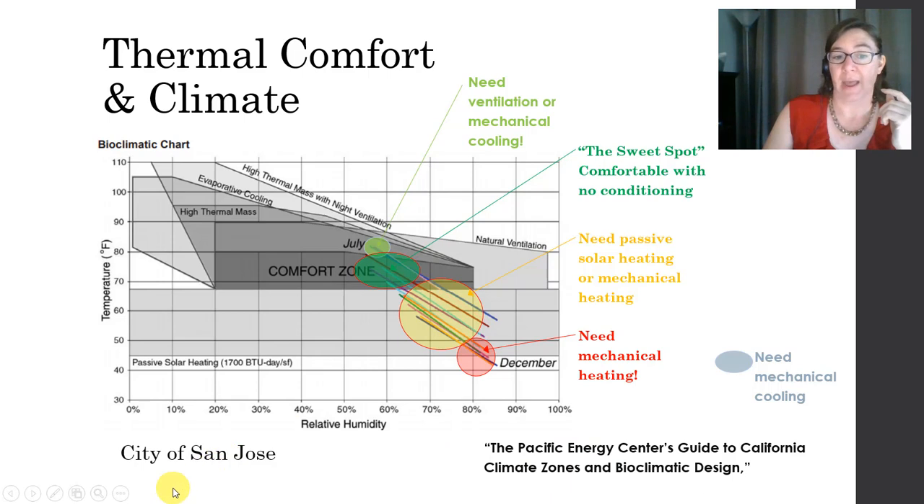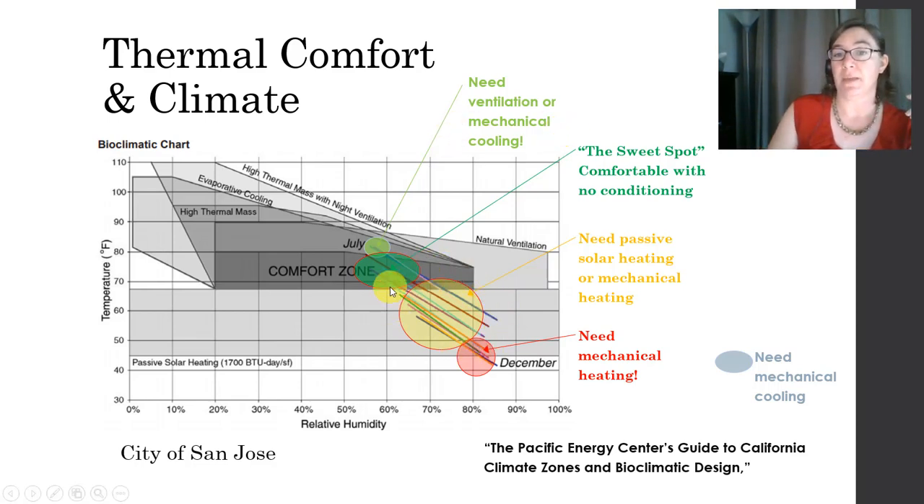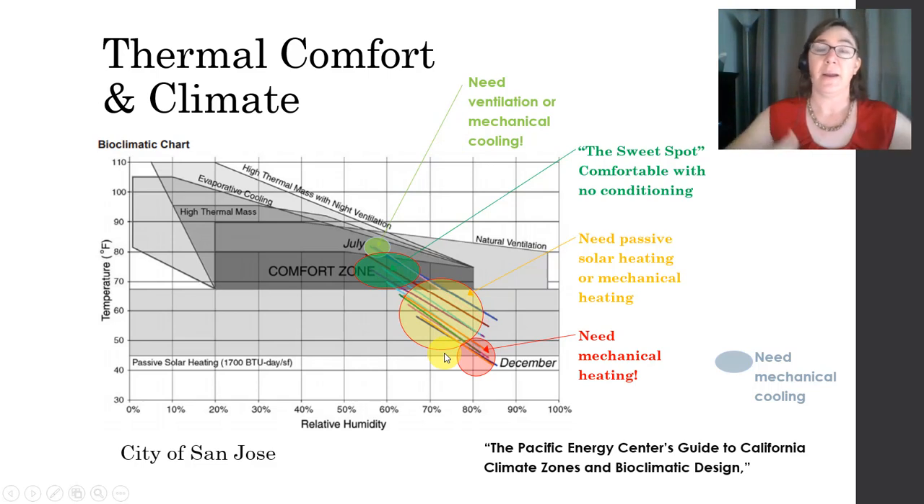So taking a look at San Jose again, we can see that this area right in here that's in the comfort zone, that is the sweet spot. Most of the time in these particular months, we can be comfortable with no conditioning. There is a small amount of the year that is really too warm and can need either ventilation or mechanical cooling. And then there is a much larger part of the year where we're on the cool side, and passive solar heating or mechanical heating is needed to make your occupants comfortable.